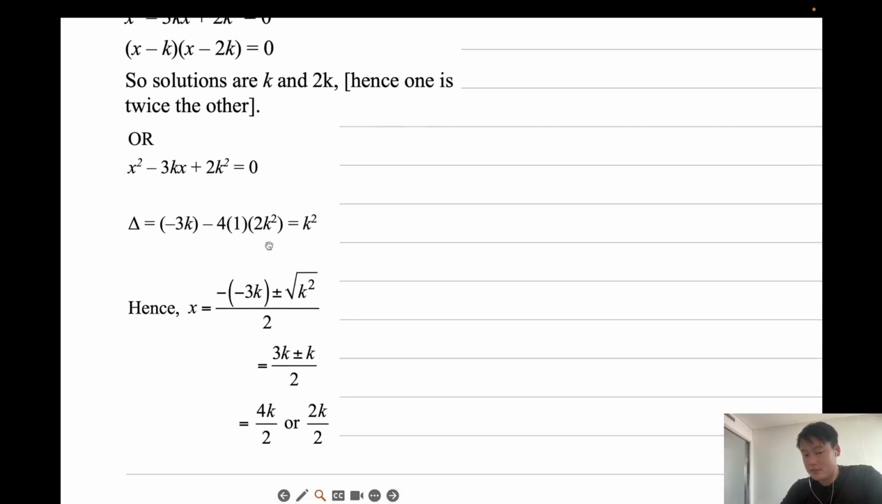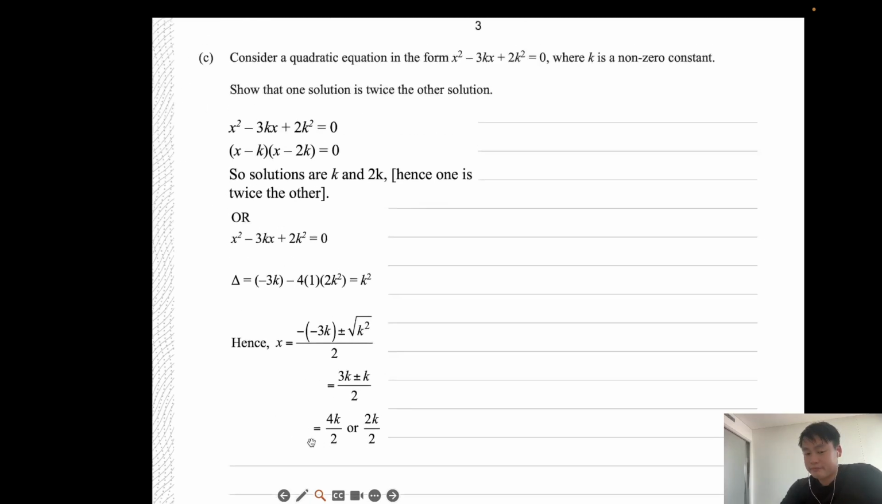Negative b plus or minus the square root of b squared minus 4ac. Well, b squared is this, minus 4 times this is k squared, divided by 2a, just like this. And that's where you get negative 3 plus or minus k divided by 2. And that's where you get 4k divided by 2, 2k divided by 2, just like that.